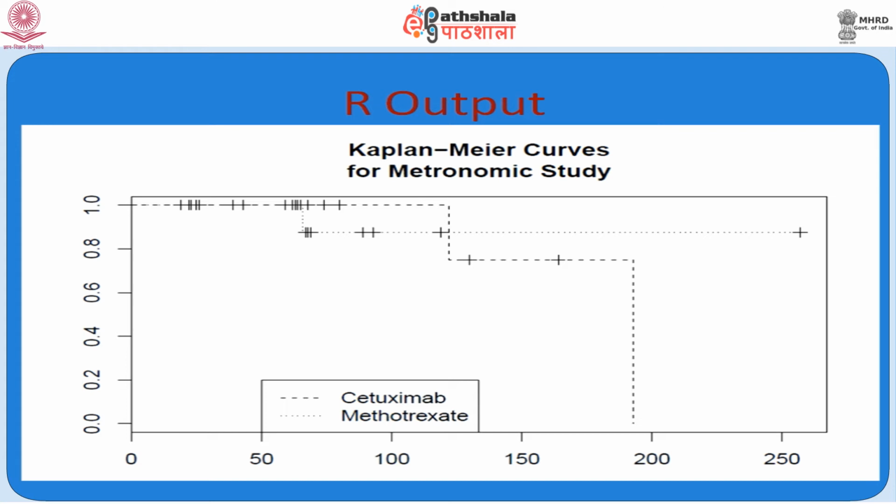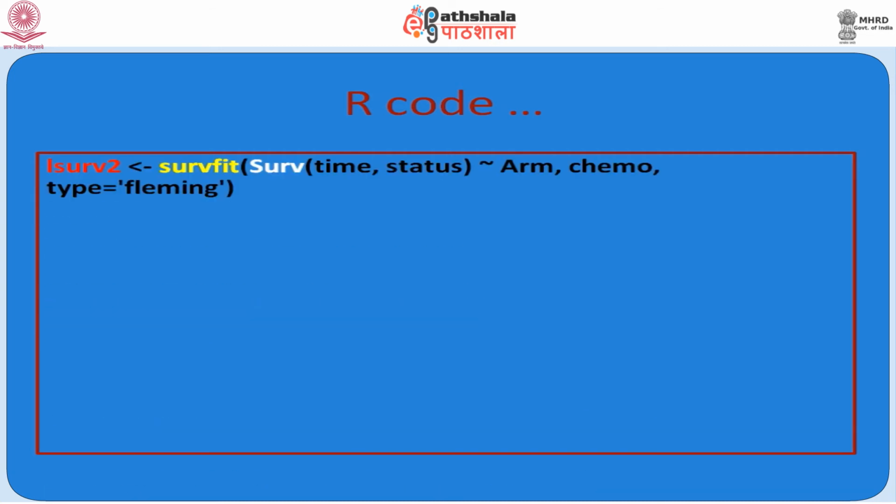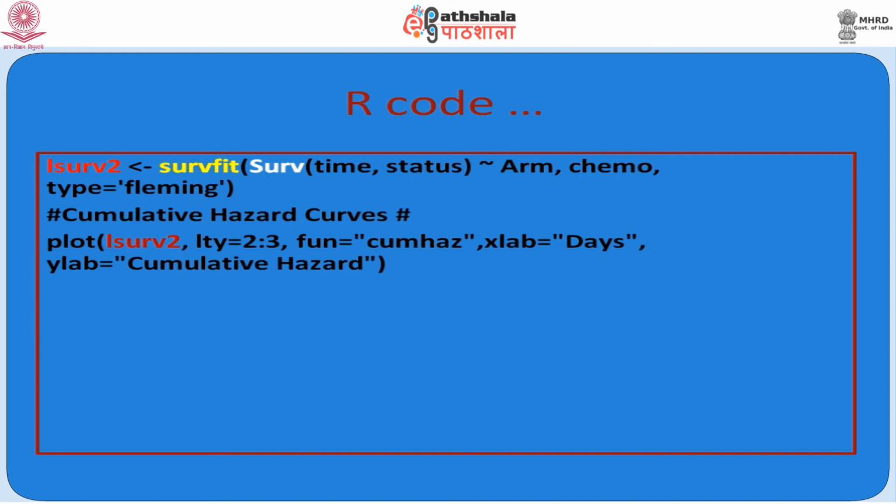Now we are going to get the survival estimates and cumulative hazard curves. Here, initially, we assign L2 with the survfit function for our chemo data. To get the cumulative hazard curves, we will plot that L2 with lty.